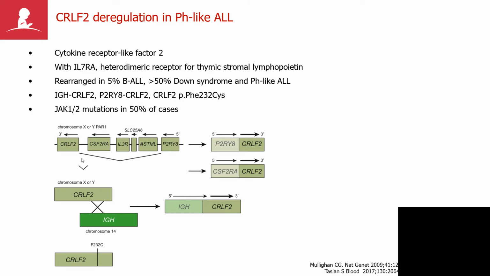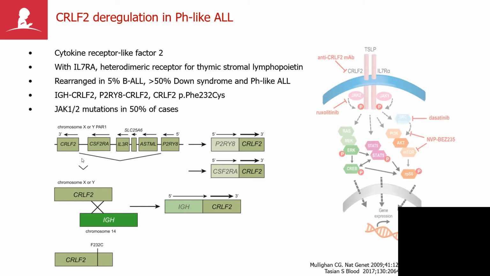And it's driven by these two main enhancer hijacking events, of focal deletion adjacent to the gene that brings in opposition to this enhancer of this P2RY8 gene, or an IGH enhancer rearrangement that also drives expression of CRLF2, resulting in this activation of downstream signaling pathways, not just the JAK-STAT pathway, but also the ERK and PI3K pathways as well.